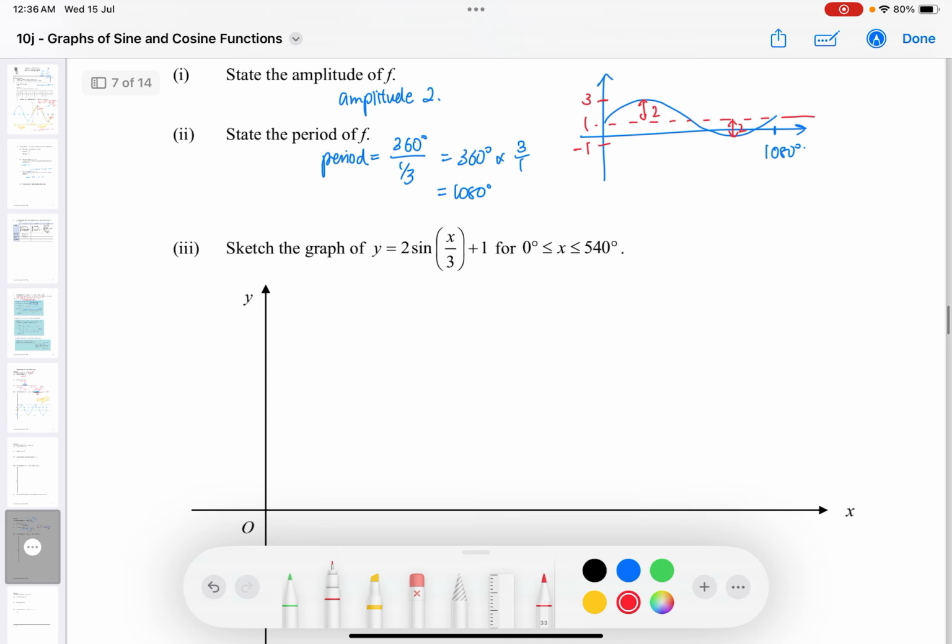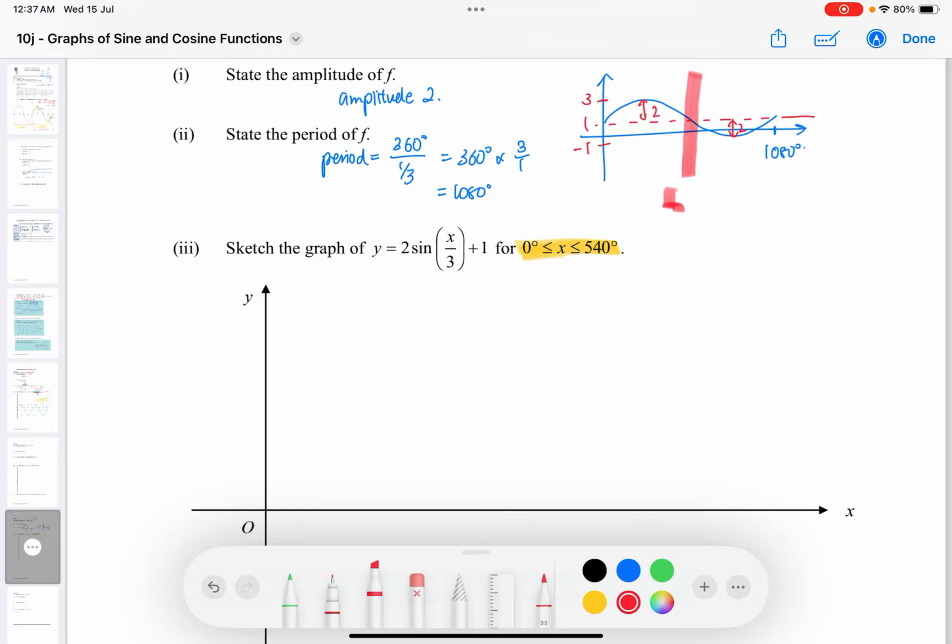Now we can draw. But before that, we need to figure out how many cycles we need. Here, we are asked to draw from 0 to 540. But our period is 1080. So what does this mean? Do we have to draw one complete cycle? No, because we are only asked to draw from 0 to 540 only. That means I'll cut off here.